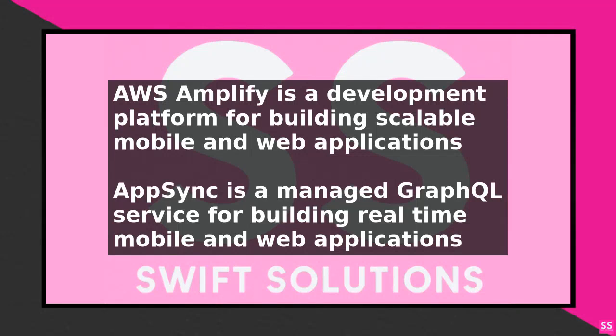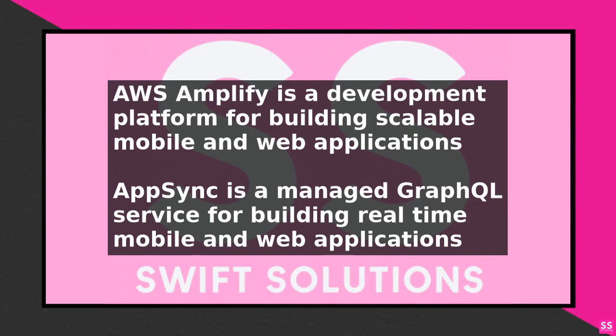AWS Amplify AppSync integration is a powerful tool that enables developers to build scalable and secure mobile and web applications. To understand this concept, let's break it down into its components. AWS Amplify is a development platform that helps developers build, deploy, and manage scalable mobile and web applications.